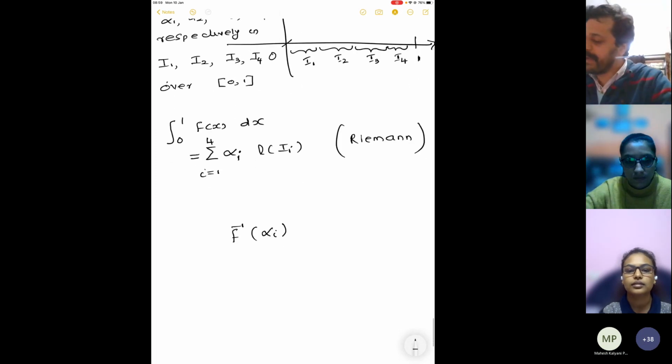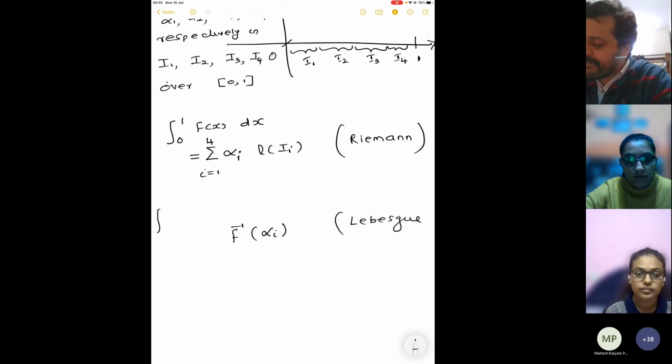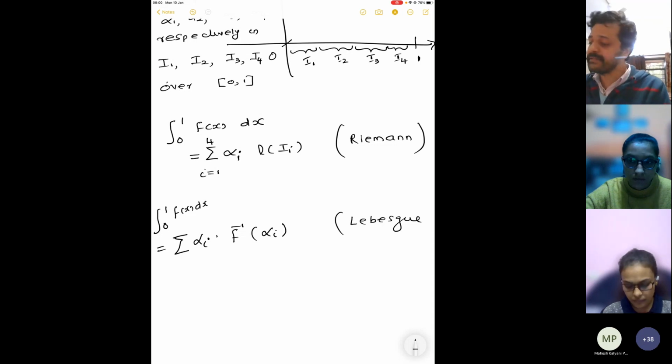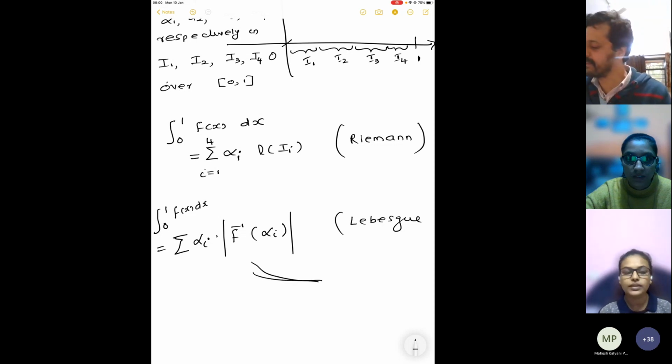So what Lebesgue did is, he defined the integral 0 to 1 of f of x dx as summation of alpha i times the size of where that function takes the value, f inverse of alpha i, and you want the length of this. Modulus of f inverse of alpha i. In this particular case, it will coincide with the length of Ii. Are you with me? This is the length of Ii in this particular case.